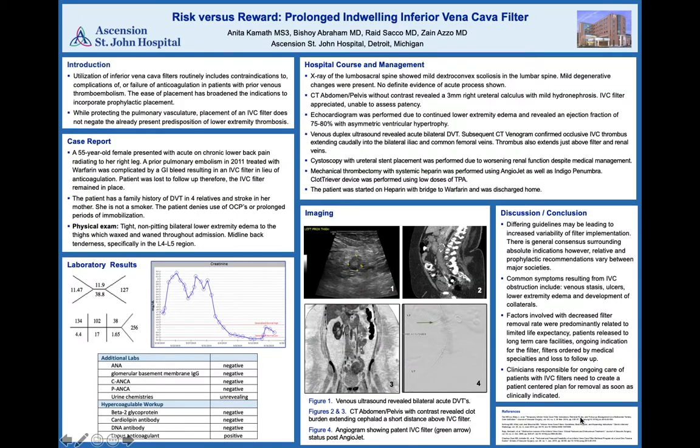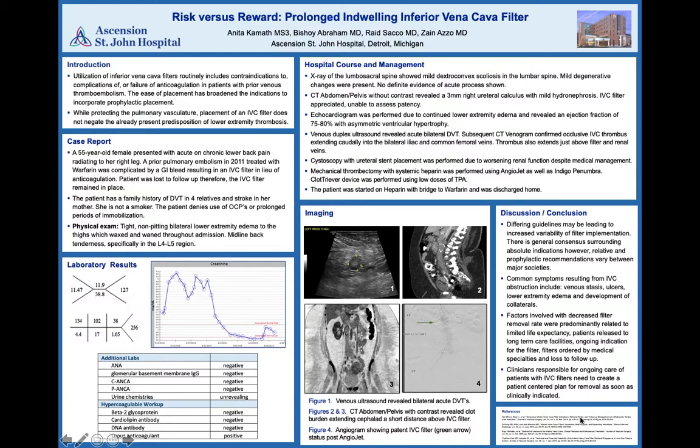Routine indications for inferior vena cava filters include contraindications to, complications of, or failure of anticoagulation in patients with prior venous thromboembolism. The ease of placement has broadened the indications to incorporate prophylactic placement as well. While protecting the pulmonary vasculature, placement of an IVC filter does not negate the already present predisposition of lower extremity thrombosis. Our case details a 55-year-old female who presented with acute on chronic lower back pain.